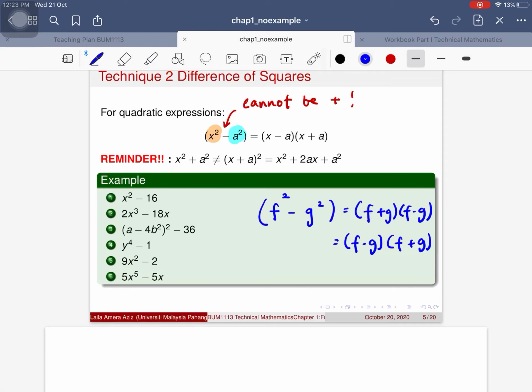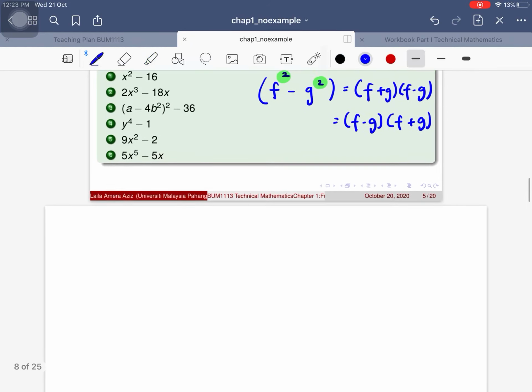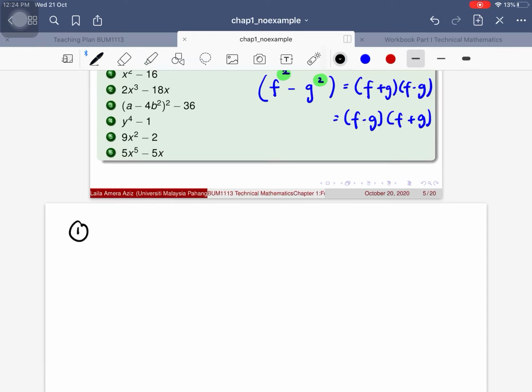But the condition is that before you start using this difference of squares technique, you have to make sure that both of the functions are squares. That will be the first thing that you have to make sure of. So let's start with the examples. Example number 1 is going to be the easiest.